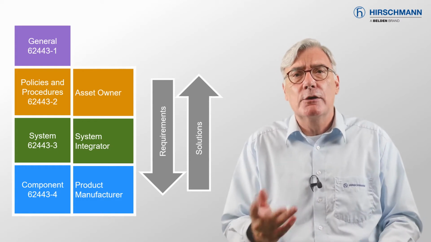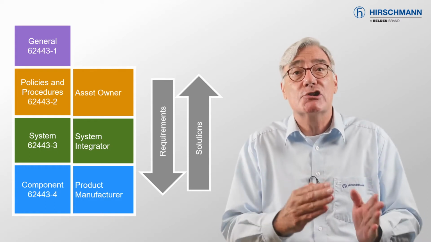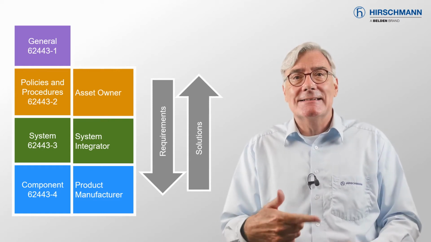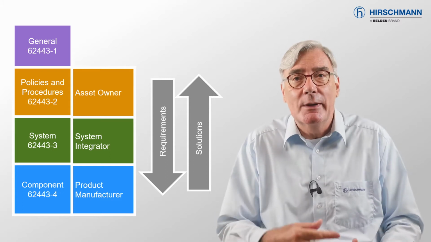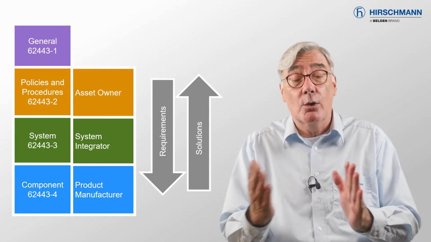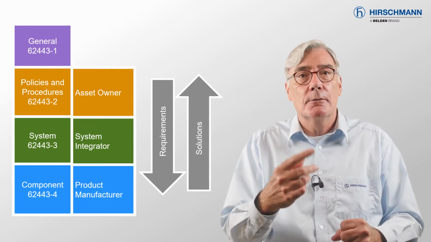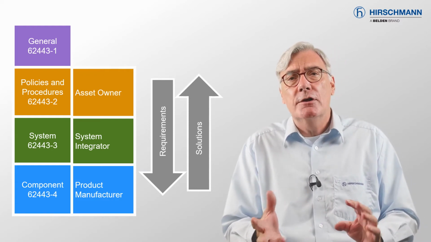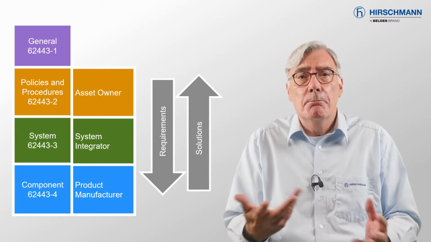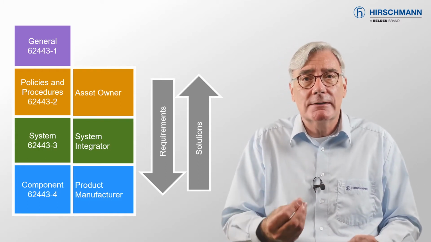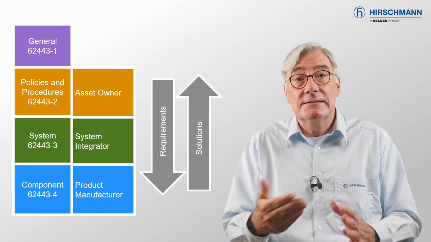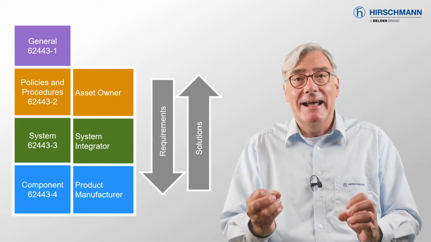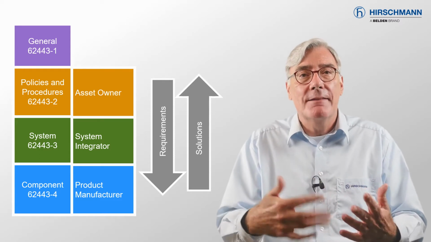System integrators focus on 62443-3. This category serves 2 purposes. It assists the system integrator to evaluate the asset owner's requirements and translate them into a system design. It also provides a method to determine that the components bought from the product manufacturer have been securely developed and support the functionality that is required by the asset owner.